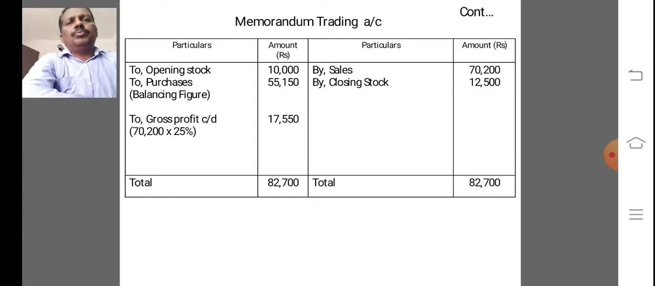Here the credit side total is more, 82,700. The difference is 55,150, the balancing figure that we call purchases.